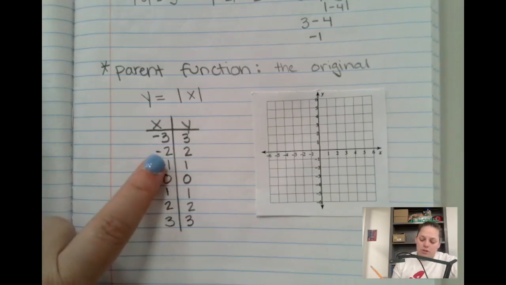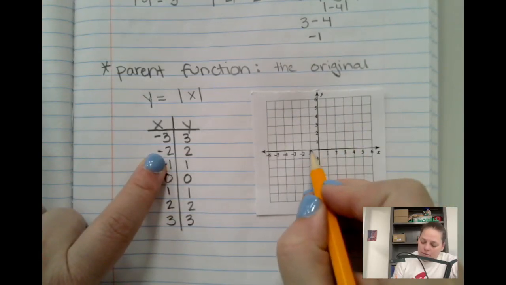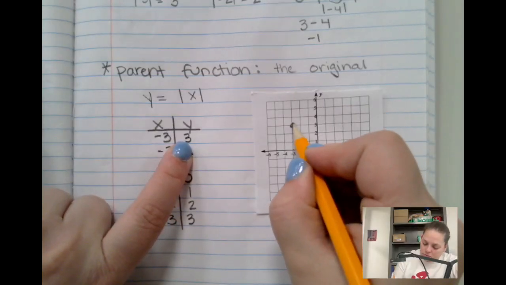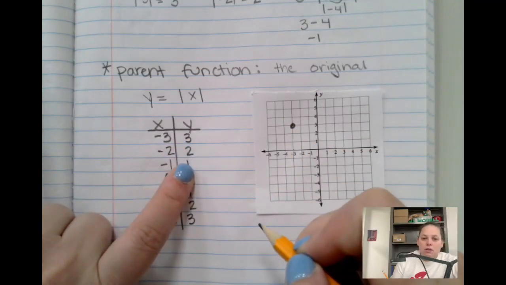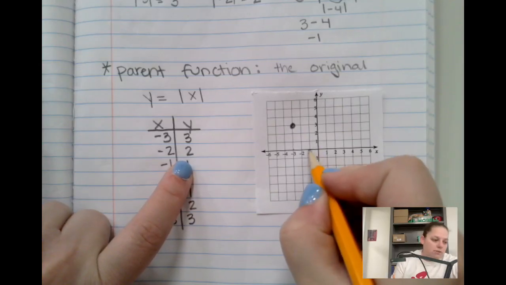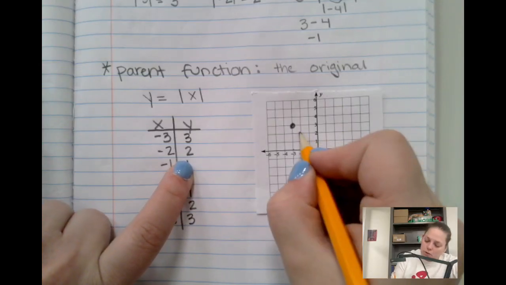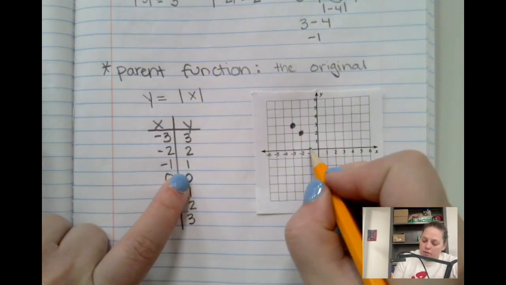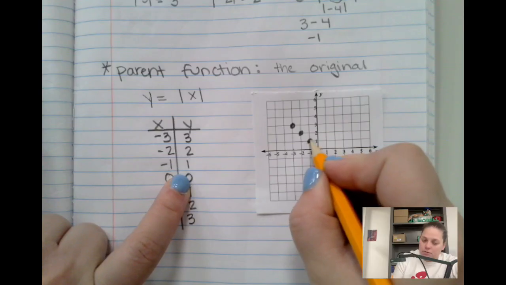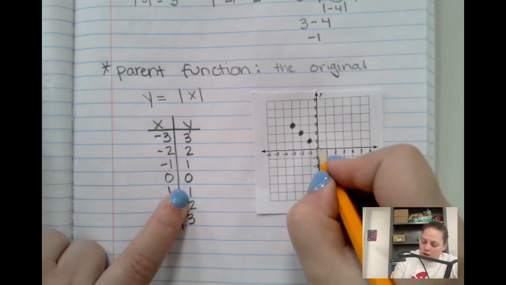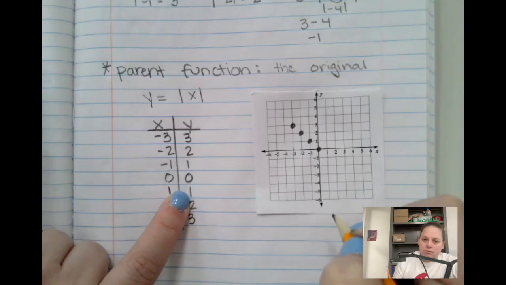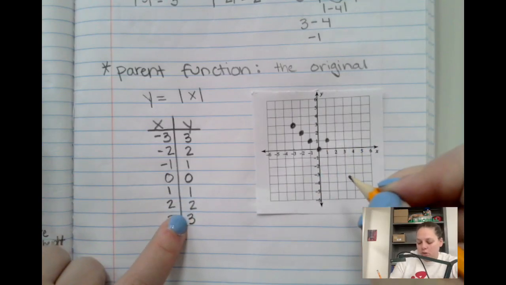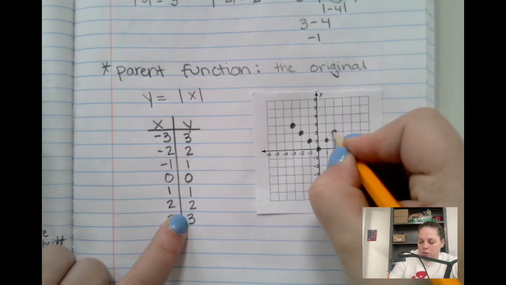So our first point here is negative 3, 3. So remember that's left 3, up 3. And we have negative 2, 2. So left 2, up 2. Negative 1, 1. So left 1, up 1. 0, 0, which is right in the middle. 1, 1, which is right 1, up 1. 2, 2, right 2, up 2.